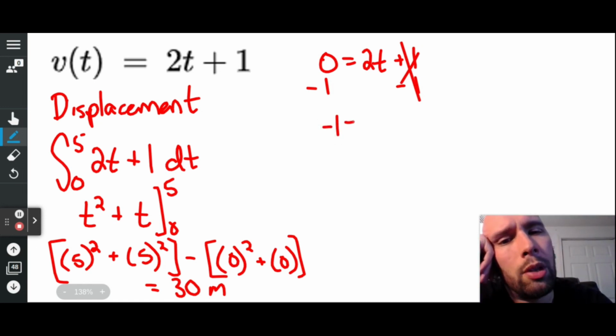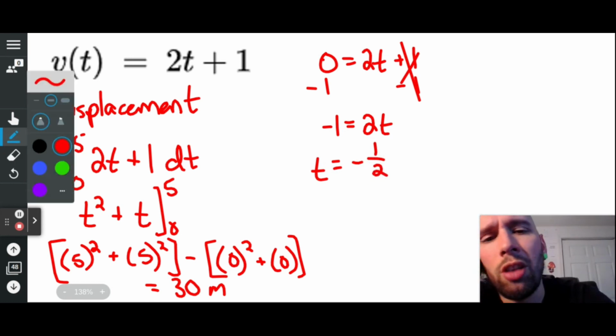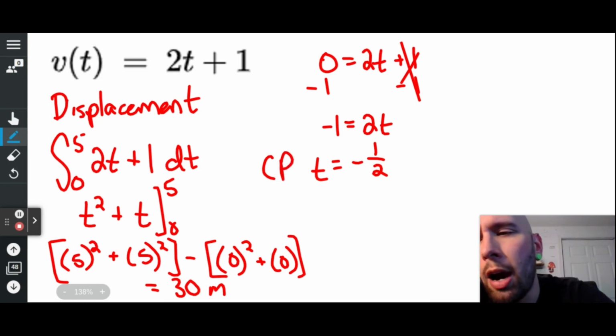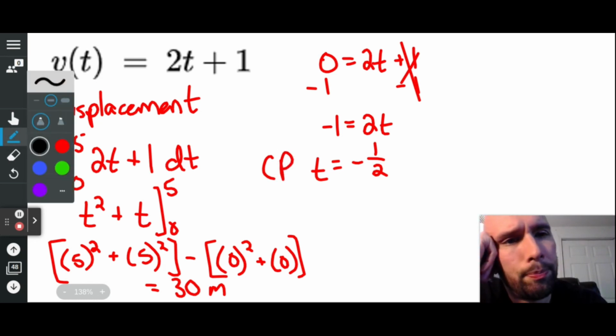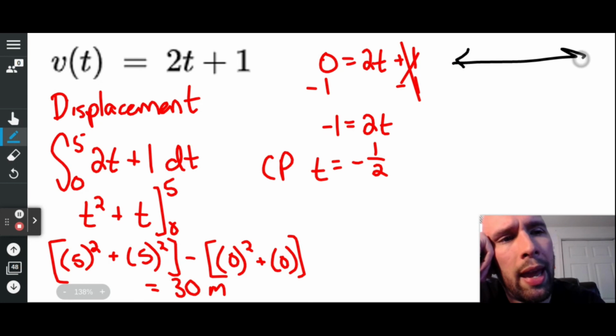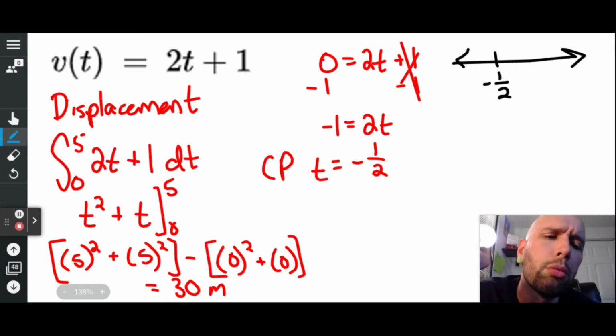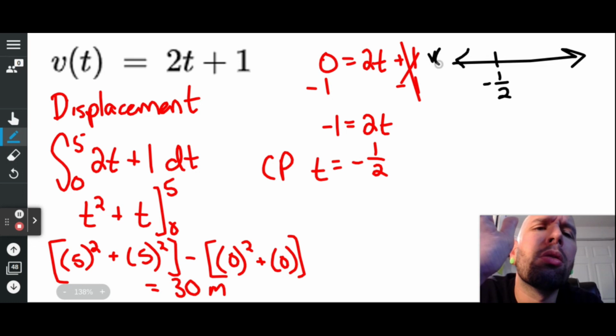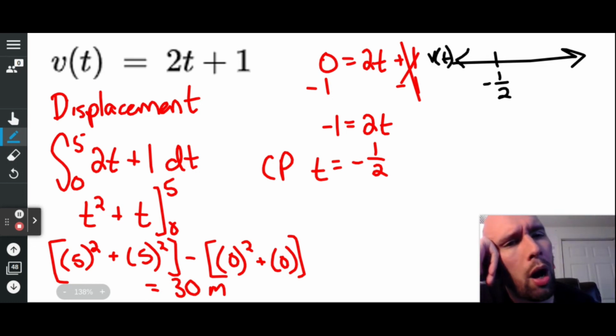Negative 1 equals 2t. Divide by 2, and t is going to equal negative 1/2. Now I have to make a sign chart, so that is a critical point, CP. Now I'm going to make a sign chart using that negative 1/2. Now, you might be thinking, what is he doing? It's negative. Why is he doing a negative? He's doing it wrong. Just watch. Please. Just watch.